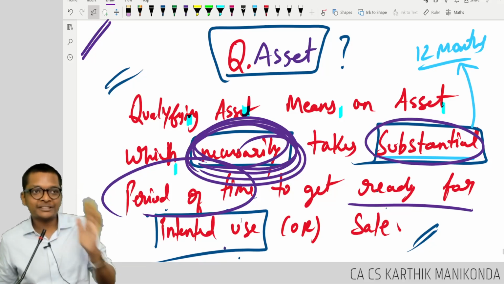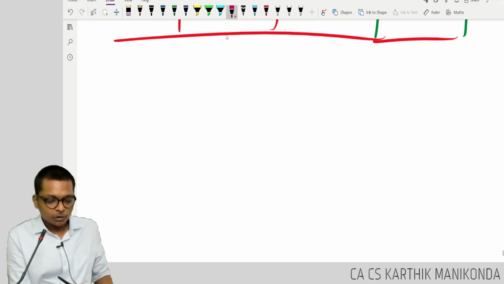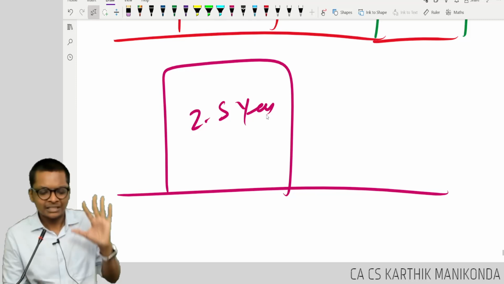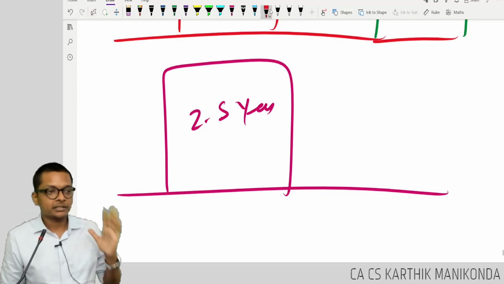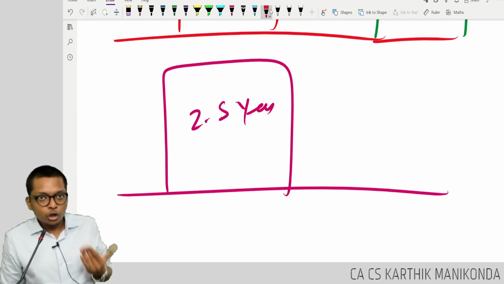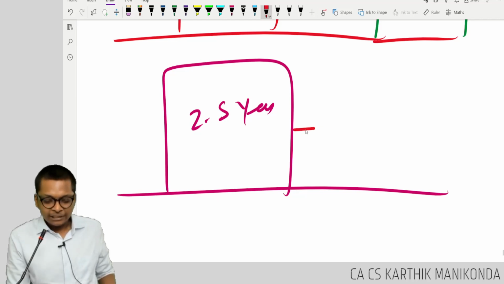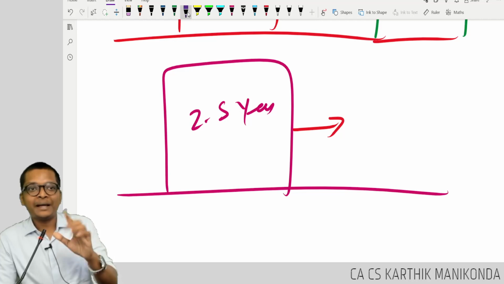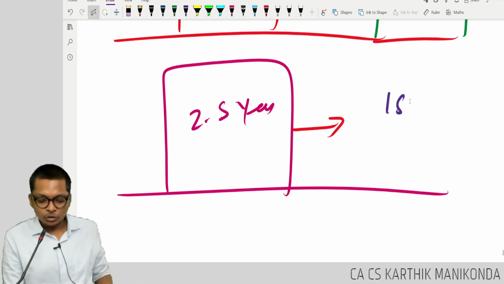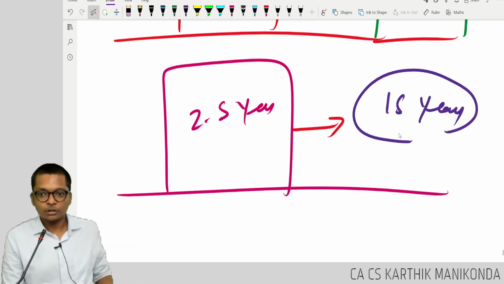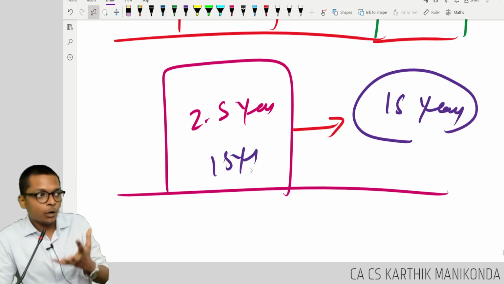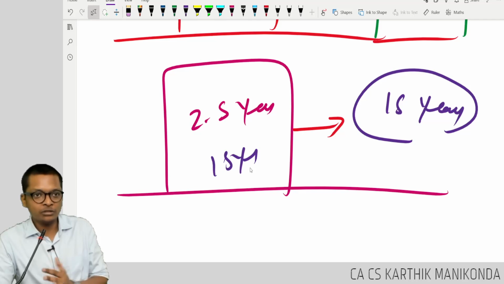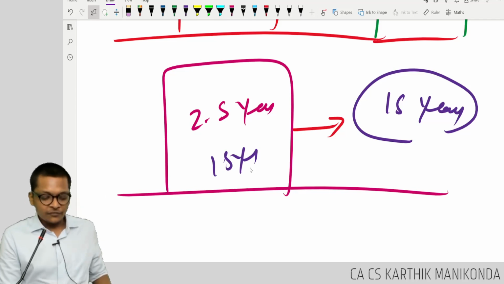Intended use, we will stop there. We'll come to sale later. Now, Selvakumar took 2.5 years to construct the house. Is this a qualifying asset? Yes. But he did not use the house. His astrologer told him, you can go into the new house only after you get married. His marriage took 15 years. So for 15 years, that house was idle. He didn't give it for rent also. He said, no, I will be the first person to go into the house. So he kept it idle for 15 years.